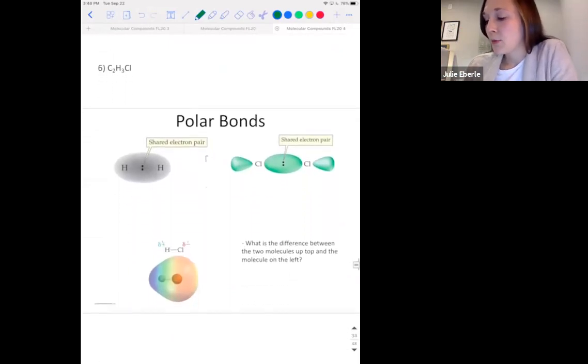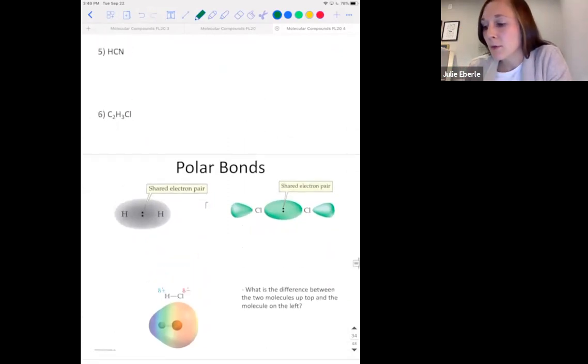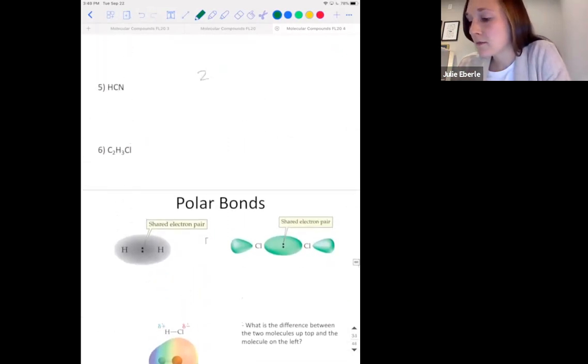Okay, polar bonds. So remember covalent bonds. A polar bond is a kind of covalent bond. So remember that we have two kinds of bonds.